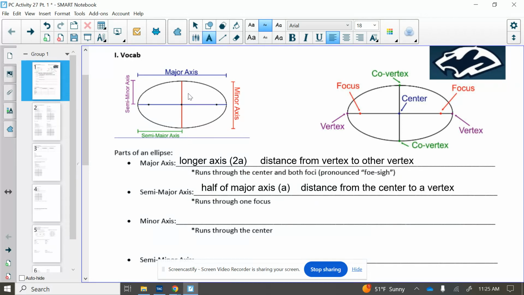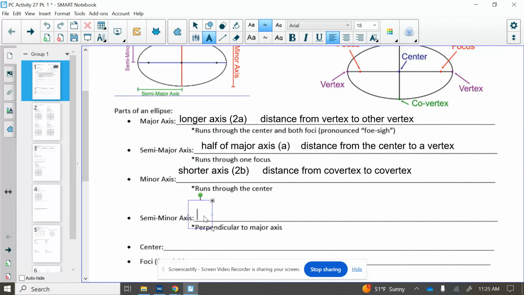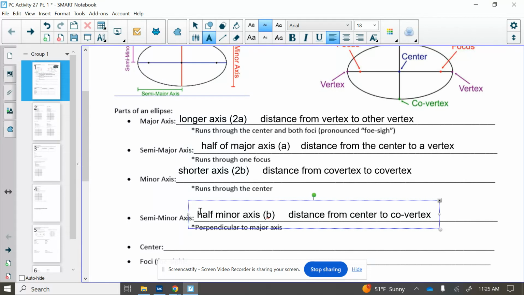Now our minor axis, in this case our vertical one, is always going to be the shorter of our two axes, and this is always going to be 2 times parameter B. Another way of thinking of this is the distance from a co-vertex to a co-vertex. And our semi-minor axis is again half of the minor axis length. So this is just parameter B, not doubled. You could think about this as, again, the distance from the center, this time to one of our co-vertices.